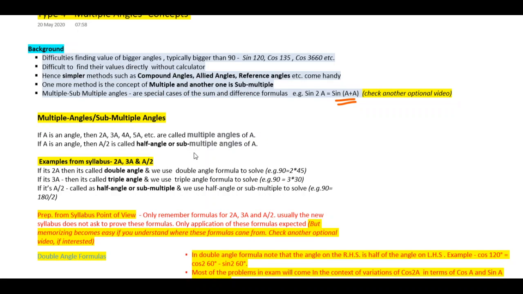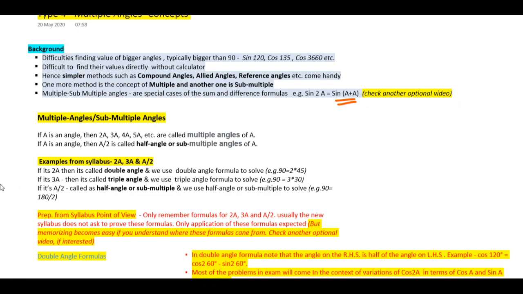From an exam standpoint, you're not going to get more than 2A, 3A, and A by 2, half of A. Those are the only three things they might ask you, and even then they are not going to ask you to prove the theorem. They might just ask you to write or apply the formula, and prove a given equation where you need to show the left hand side is equal to the right hand side.